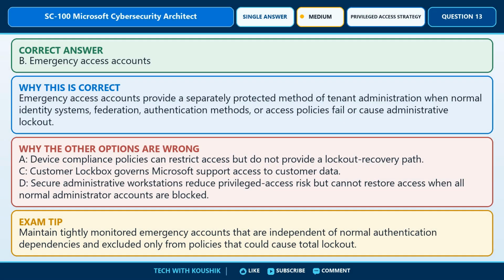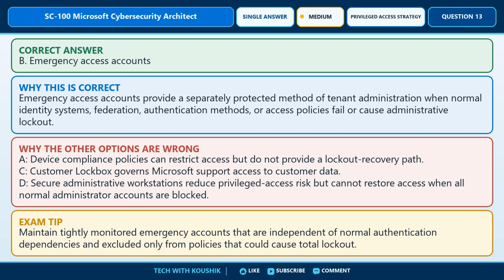The correct answer is option B, emergency access accounts. Here's why. Emergency access accounts provide a separately protected method of tenant administration when normal identity systems, federation, authentication methods, or access policies fail or cause administrative lockout. Why are the other options not correct?